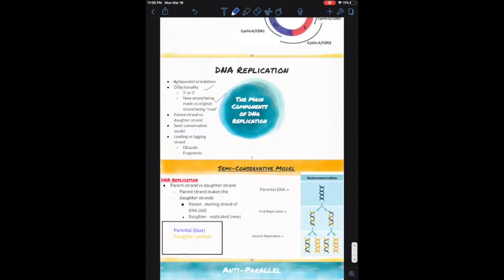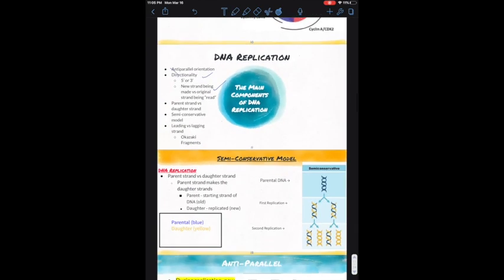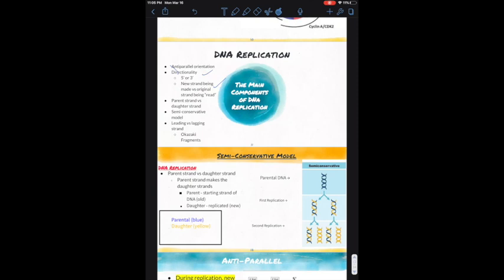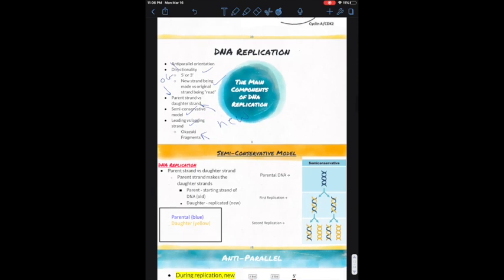So that is the new strand being made versus the original strand that the new strand is reading in order to make that new strand. The parent strand is the original, the OG strand, versus the daughter strand, which is the new strand that's being made. DNA is made in a semi-conservative model, which the video mentioned yesterday, and there's a leading strand versus a lagging strand, and in the lagging strand, we have something called Okazaki fragments.